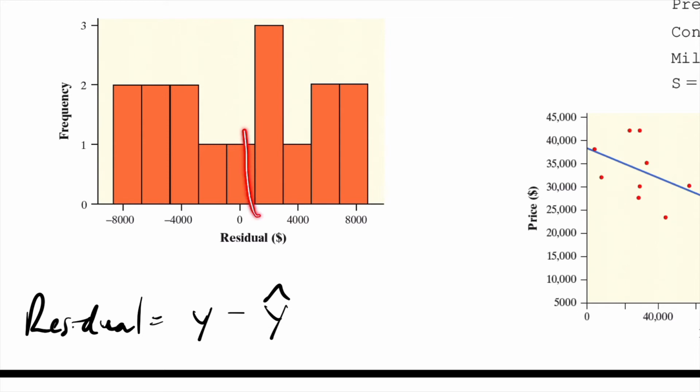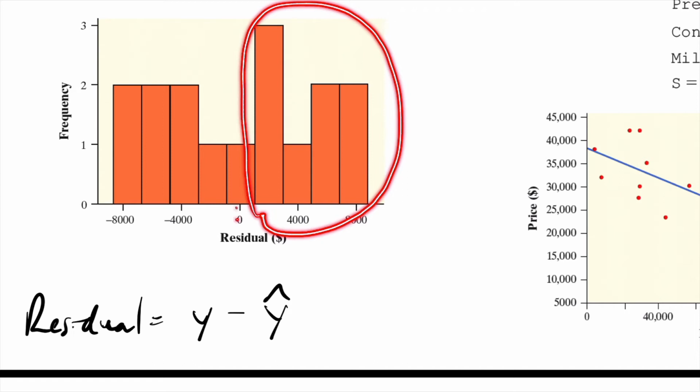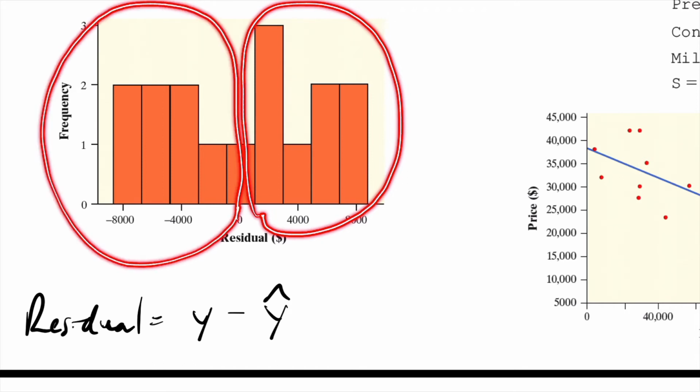What do you notice about the positives versus the negatives? The positives have a higher peak. What else? If you were weighing each side, which side would be heavier? The right side, or the positive side.